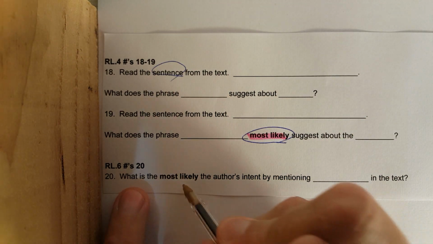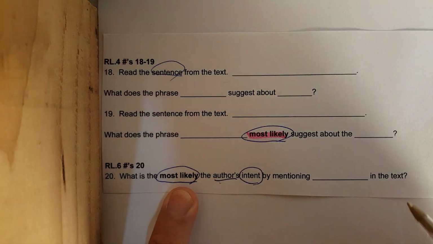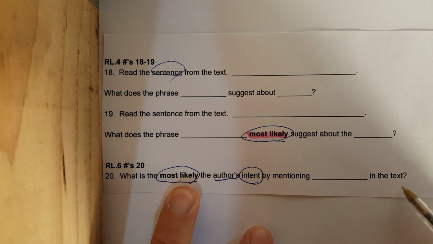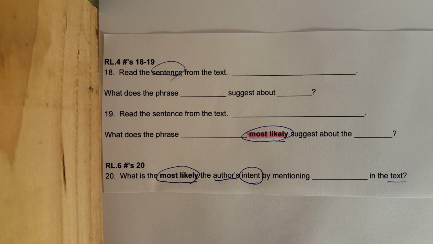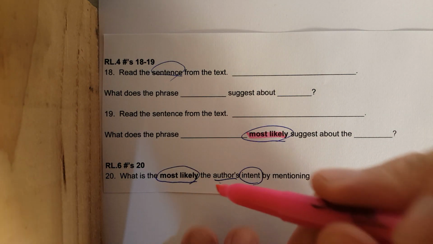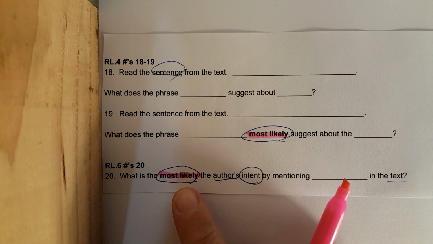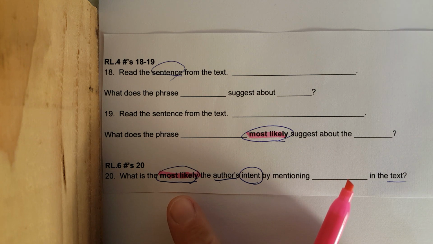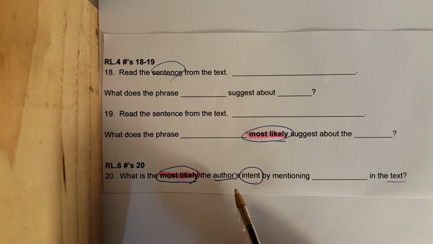Number 20, we see the words most likely again. Author's intent. By mentioning, they'll give you an example in the text. Let's highlight most likely. So most time students get down to two answers and you have to pick the best answer, okay? Remember, intent is why the author did it, okay? Done with those. Moving on.